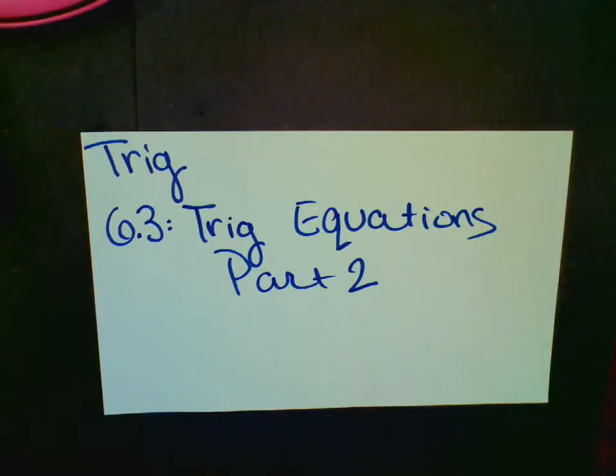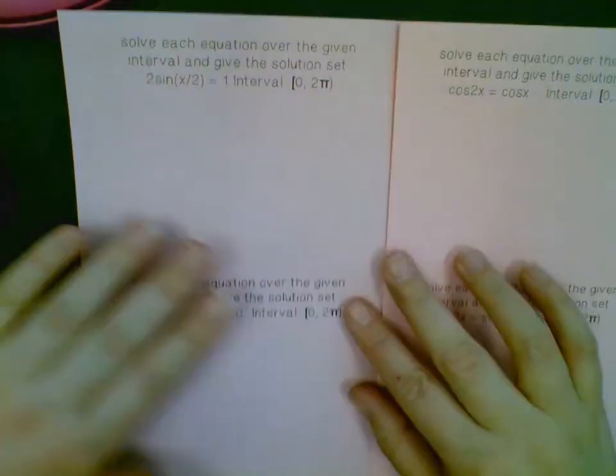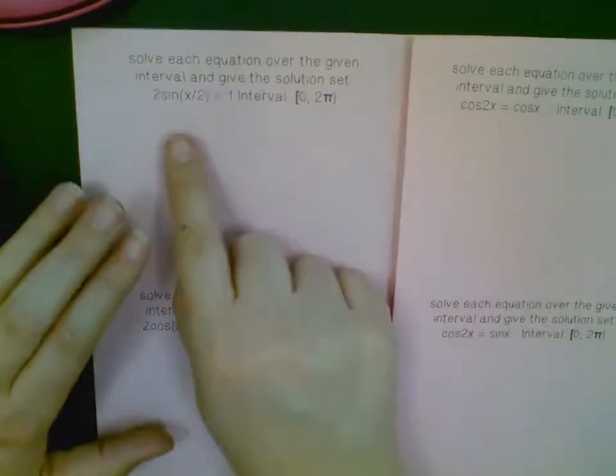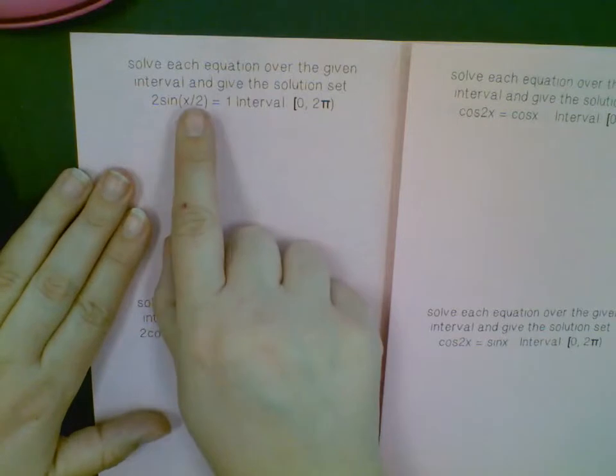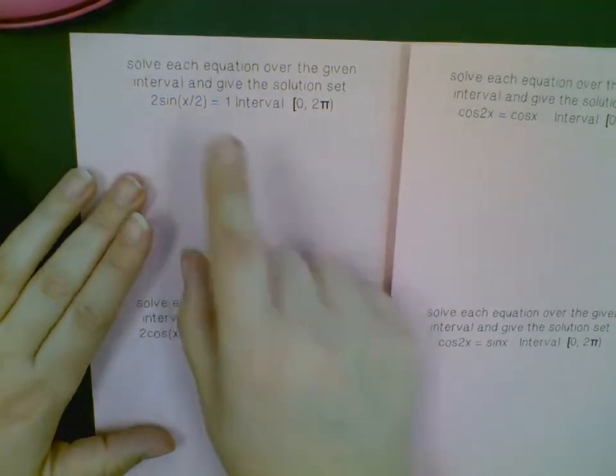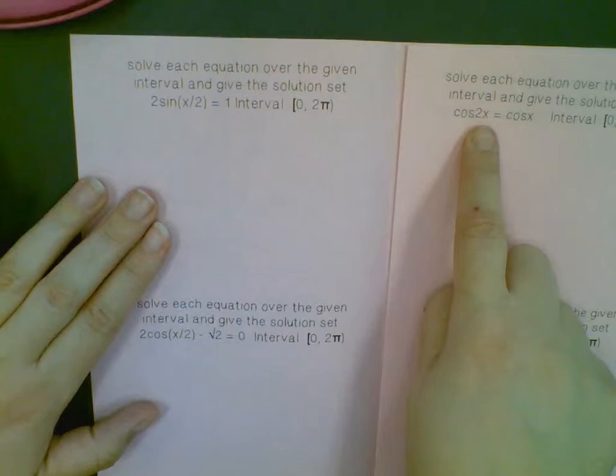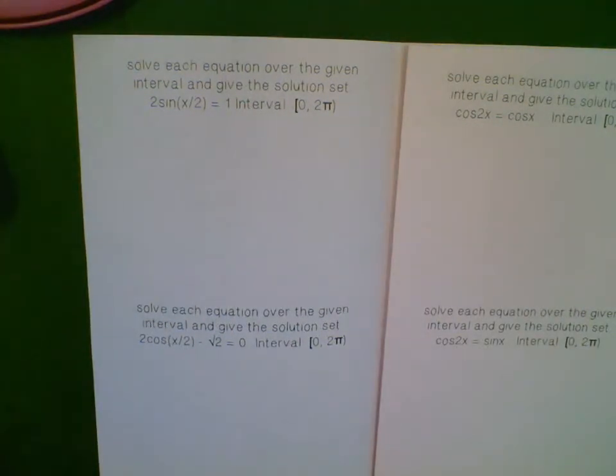Hi guys, so this is the lesson for 6.3 and this is our second part to solving trig equations. This is different than last time because these are a little bit harder, so don't get mad. But also, a lot of the times we're going to have something crazy happening to our x's. It could be dividing it by 2 or 3 or 5 or whatever, or we could be doubling it like over here. That creates more or less answers depending on if it's halving it or doubling it.